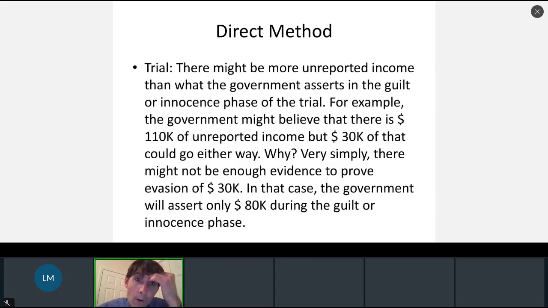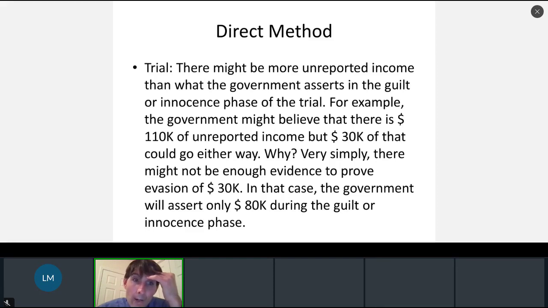At trial, there might be more unreported income than what the government asserted in the guilt or innocence phase of the trial. For example, the government might believe that there is $110,000 of unreported income, but $30,000 of that could go either way. Why? Well, very simply, there might not be enough evidence to prove evasion of $30,000.